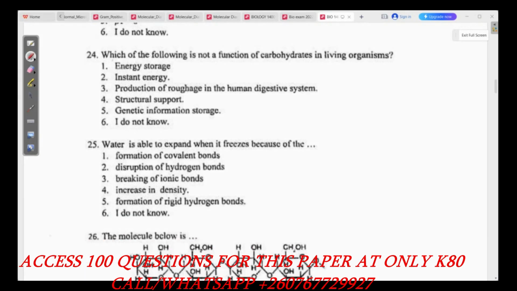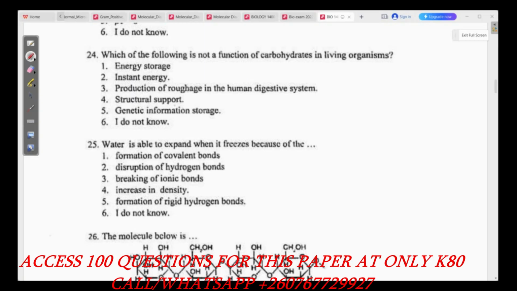Then 24. Which of the following is not a function of carbohydrates in living organisms? 1. Energy storage. That is true. A good example is glycogen. Glycogen stores energy. 2. Instant energy. So the stored energy can be converted at any time. That is instant energy. When you are undergoing fasting, the energy that will be being used is the energy that was stored.